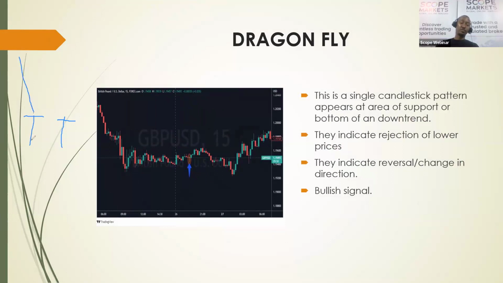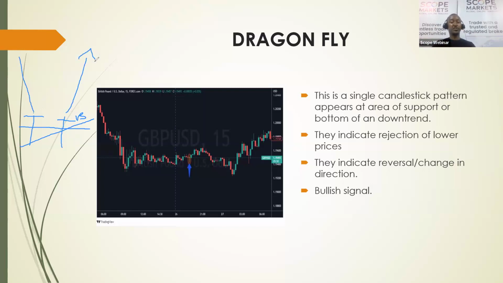Sellers tried to push the price on the downside, but buyers came and pushed the price up. The reason why we are saying rejection of lower prices. So they will definitely form at a point of resistance or in an uptrend trend line. And therefore, once they form, they are buy signals. So we look to buy the market, and then we anticipate the market to reverse and go in the buy direction. So the reason why we are calling them bullish signals.